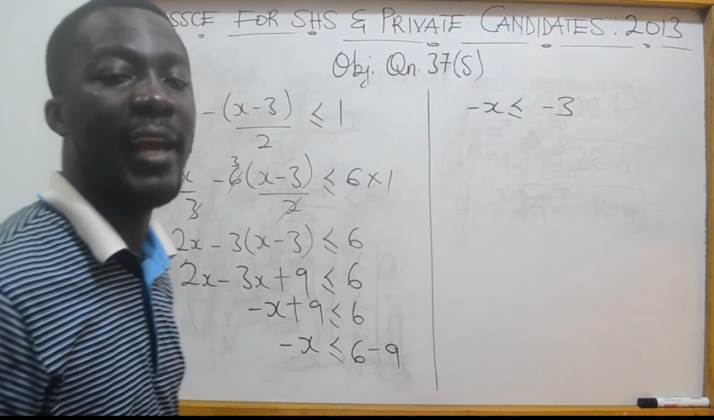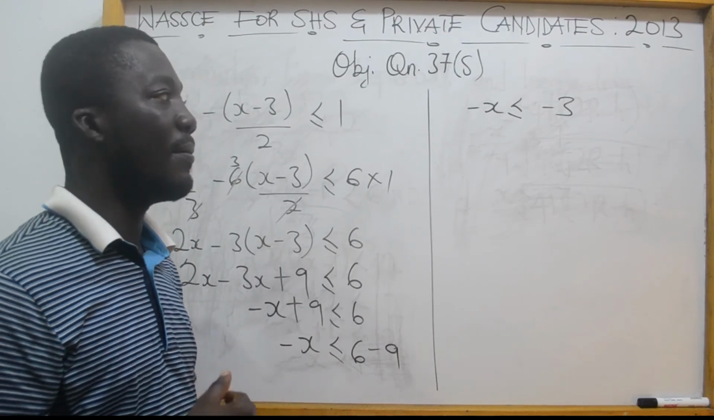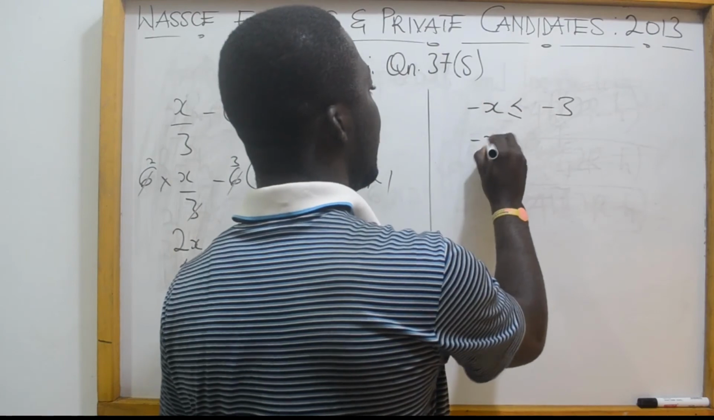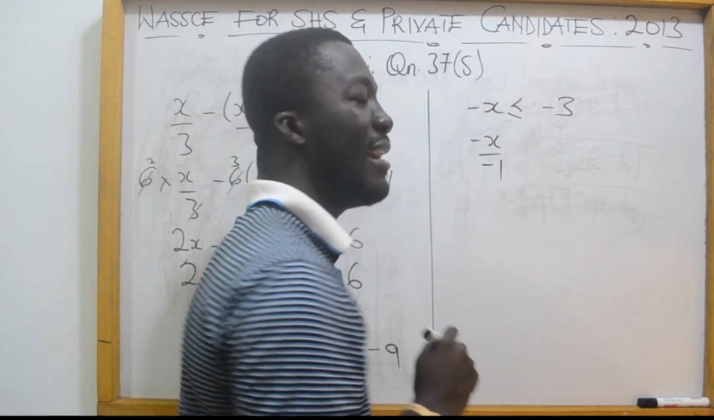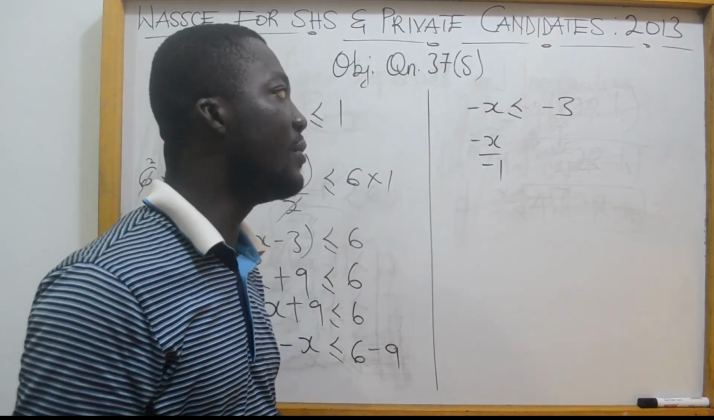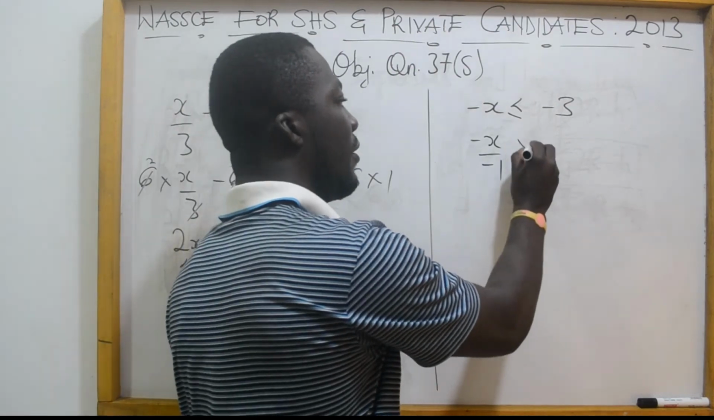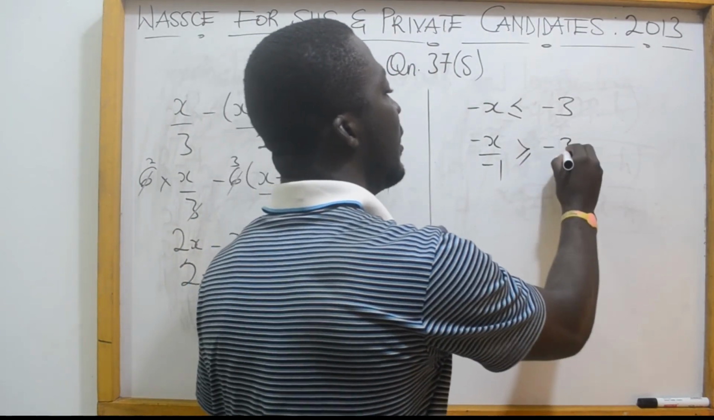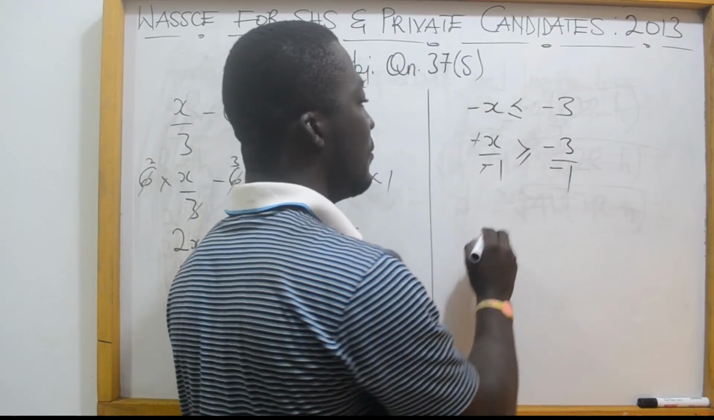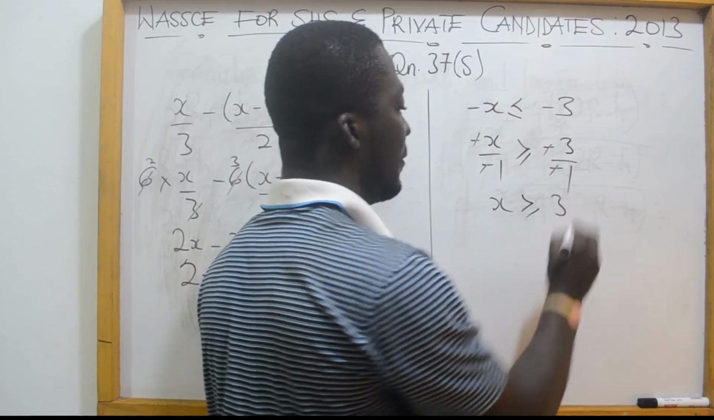But we want to find x. How do we do it? We divide both sides by negative 1. So negative x divided by negative 1, and dividing by negative 1, the inequality sign will change. This is less or equal to, so it will change to greater or equal to. Then negative 3 divided by negative 1. This will cancel out and we are going to get the value of x to be 3.